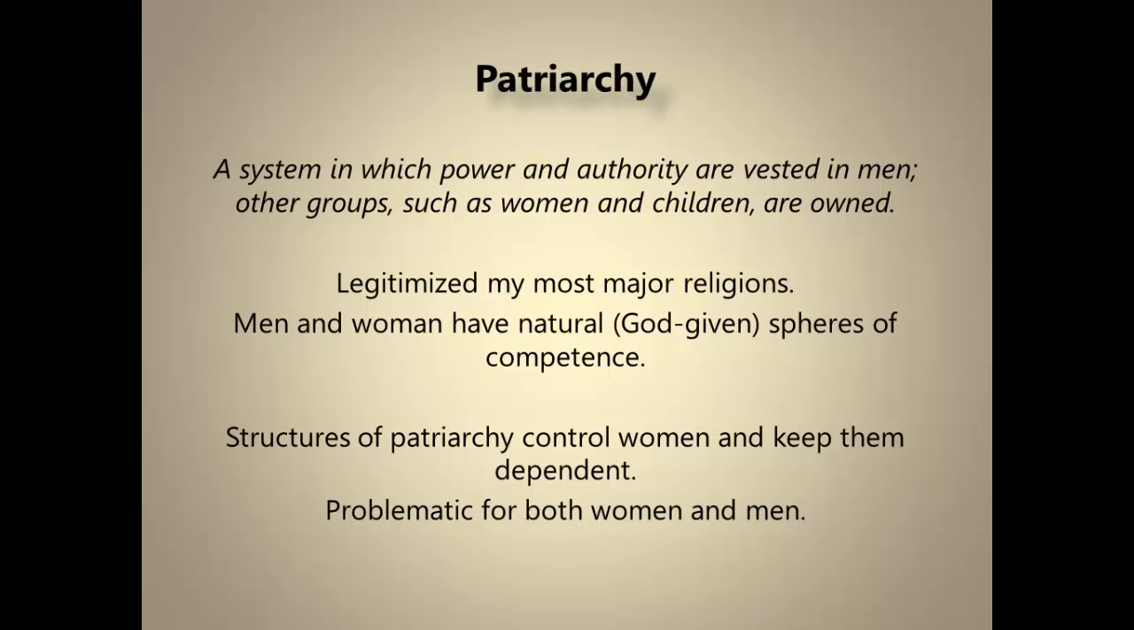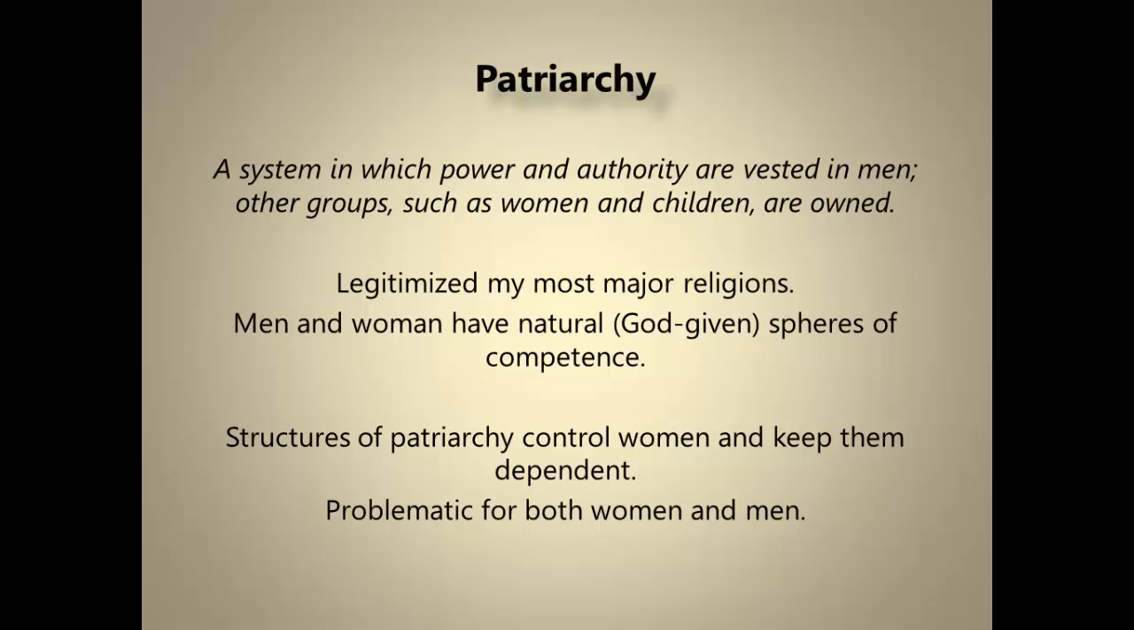And indeed, most religions legitimize this in their own teachings, that there are God-given spheres of competence for both men and women that are natural. And there are also some scientific evolutionary thinkers who believe that the division of labor is really good for the species. This is a division of labor which definitely vests males with the more powerful positions. Structures of patriarchy control women, keep them dependent upon men, and keep them dependent upon the system. And this is a problem not just for women but for men as well.